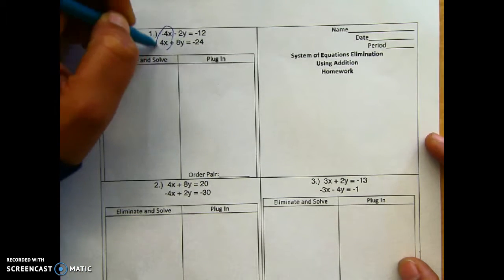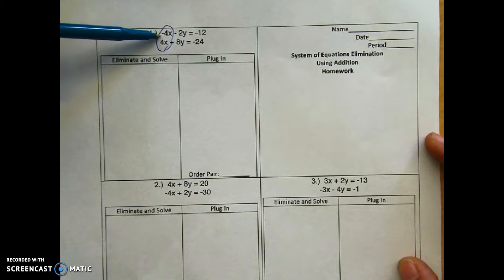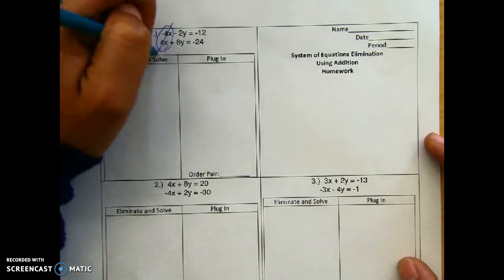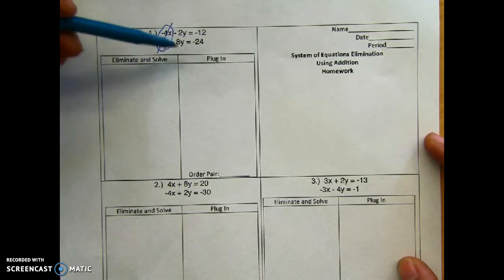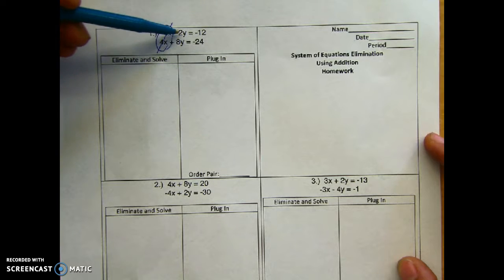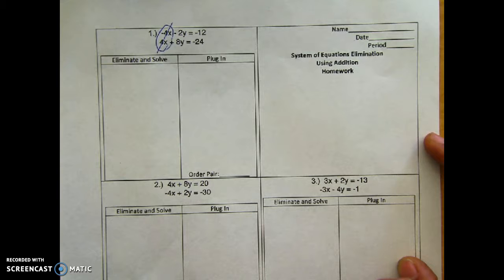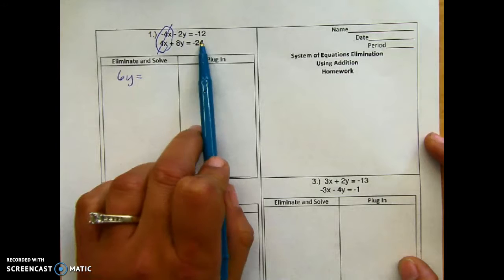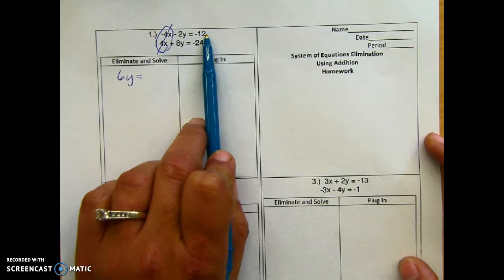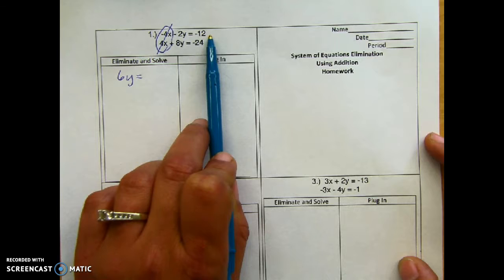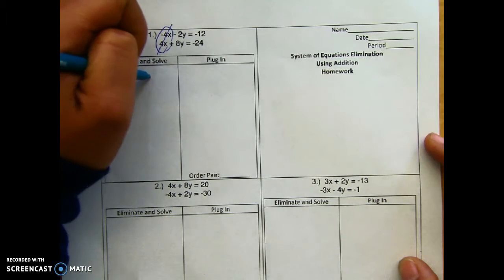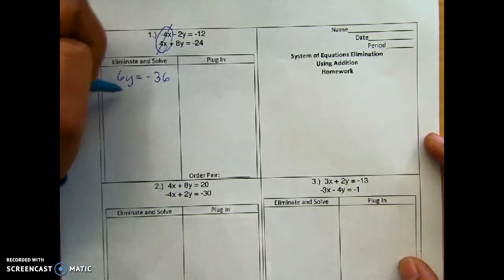I'm going to circle my x because when I add -4 and +4 together, it's going to give me 0. That will cross out. So I'm going to add straight down. -2 and +8, I actually subtract because one's positive and one's negative. And I'm going to get 6y equals, and I'm going to add these two negatives together. It's not multiplication rule, so it's not negative equals a positive. It's -12 plus -24 equals -36.